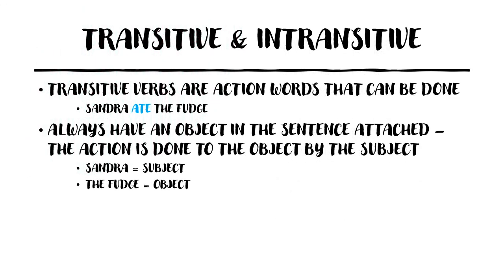Transitive and intransitive verbs. Transitive verbs are the verbs that we are most likely to pick out as an actual verb. They are action words that can be done, such as Sandra ate the fudge. They always have an object in the sentence attached. The action is being done to the object by the subject. In our example, Sandra is the subject and the fudge is the object, where ate is our transitive verb.